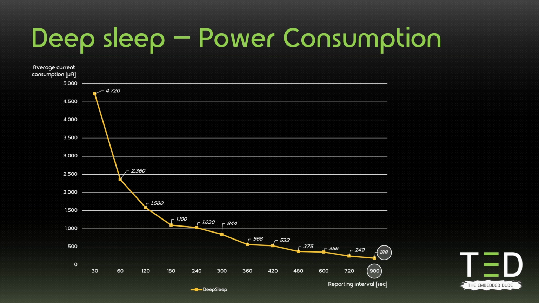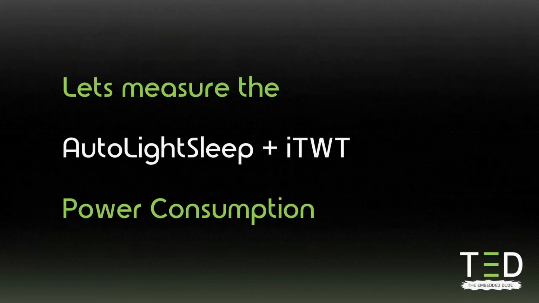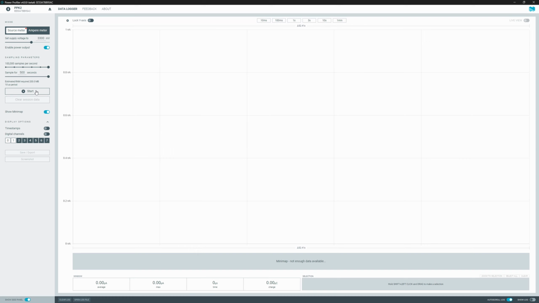So now let's do the same with individual target wake time and AutoLightSleep. So let's go back to the power profiler and take a measurement with individual target wake time and AutoLightSleep enabled. The reporting interval is again set to 30 seconds. We should see a power consumption of around 35 microamps in AutoLightSleep, but I did not manage to get it that low in the application yet.